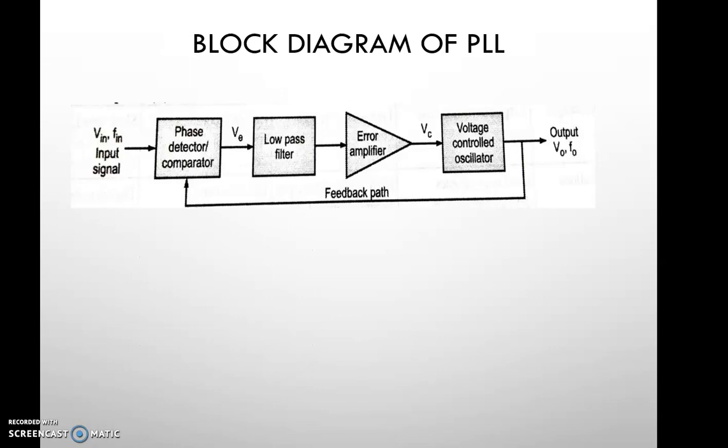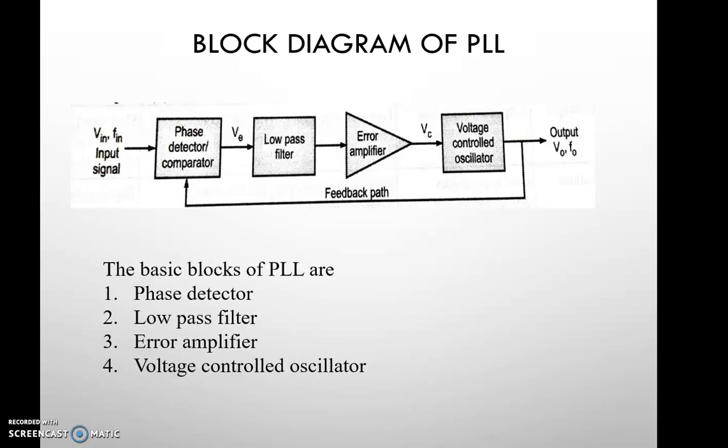The block diagram. So this is the block diagram. The basic blocks of PLL are the phase detector. So we have the first block, that is the phase detector, through which the input is given. The parameters of the input signal are phase, frequency and voltage. Then the other input to the phase detector is coming from the feedback path. The output of phase detector is going to the low pass filter.